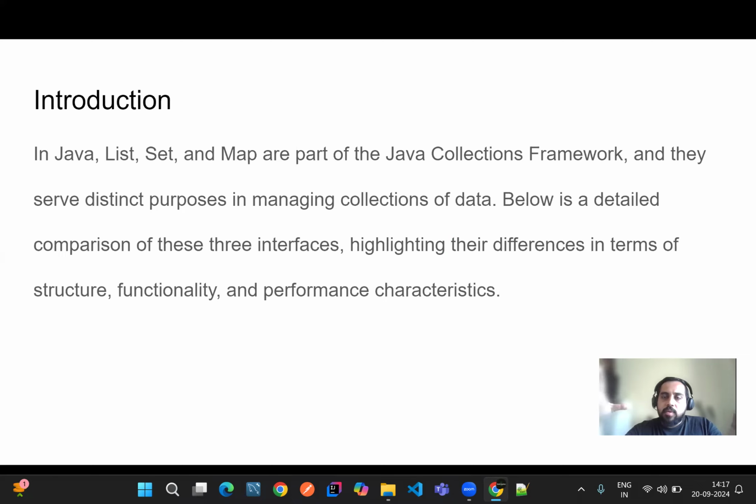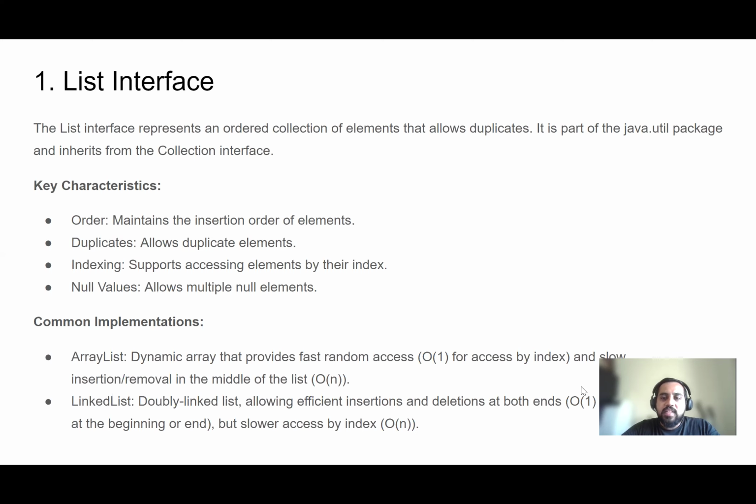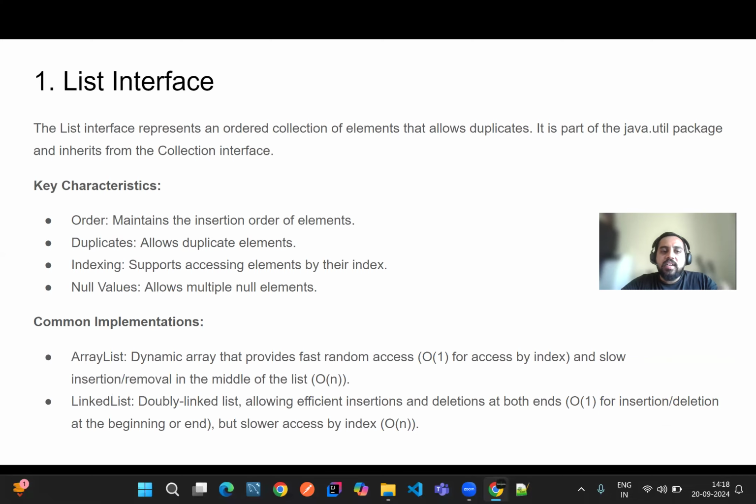They are all from the same collection framework and they serve distinct purposes in managing and collecting our data. Each will provide its own distinct features. We'll see a detailed comparison of these interfaces in terms of their structure, functionality, and performance characteristics. First, let's see the list interface. The list interface represents an ordered collection of elements that allows duplicates. That means it preserves insertion order, and duplicates are also allowed.